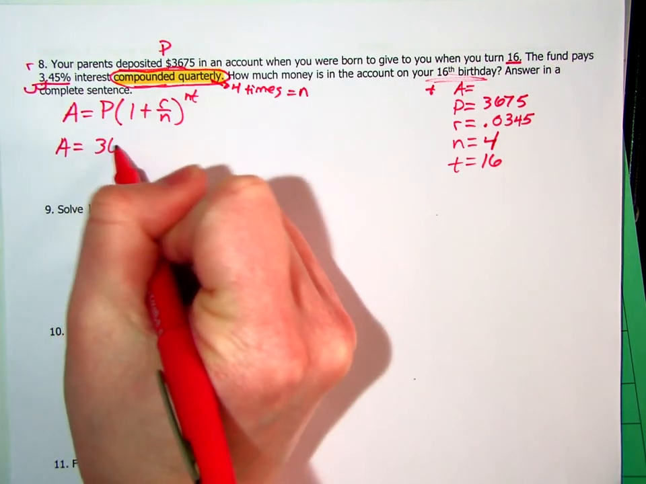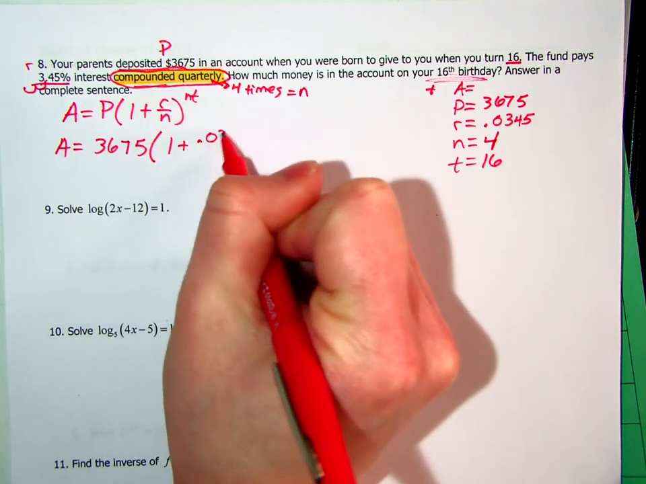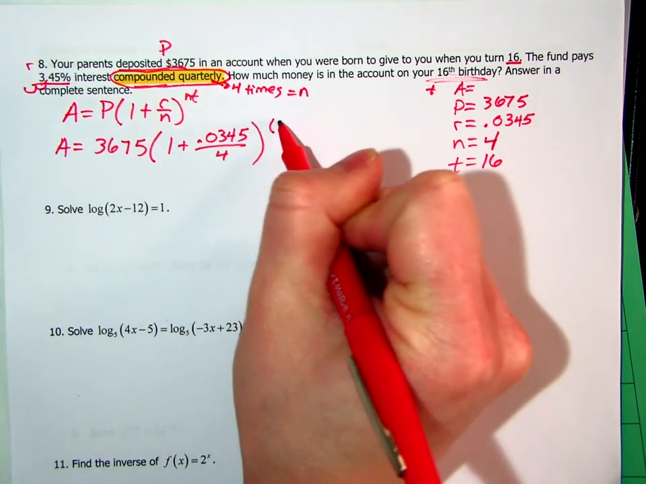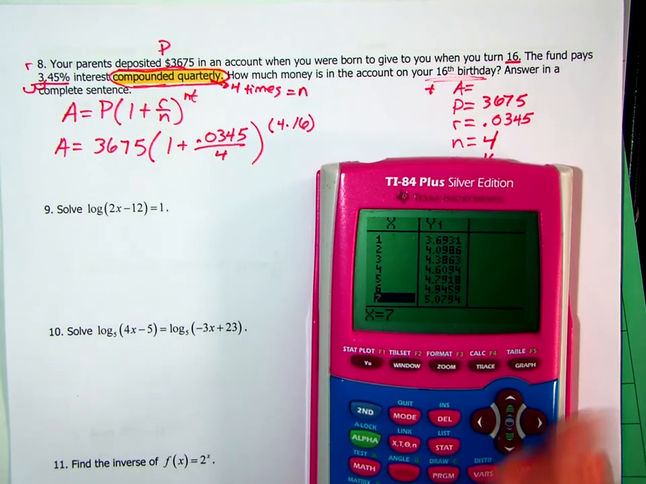A equals 3,675, 1 plus 0.0345 over 4, to the 4 times 16. And then we can go ahead and type that into our calculator.